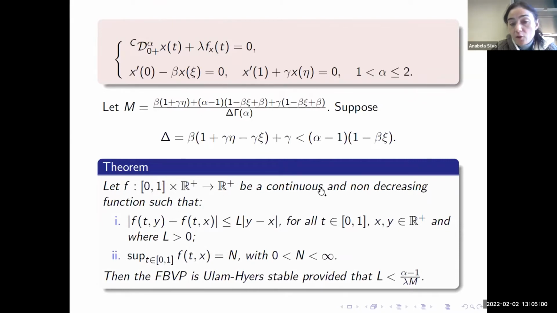F is a continuous and non-decreasing function such that F satisfies the Lipschitz condition, where this L is greater than 0, and this function F has a supremum that we call N. This is a finite supremum. Then the fractional boundary value problem is Ulam-Hyers stable if we assume that the L that appears here is less than (alpha minus 1) over lambda M, with M defined in this way, and lambda that appears in the problem.